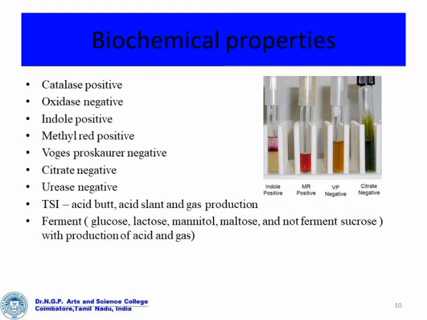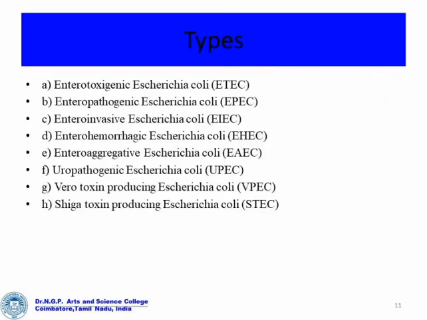And then biochemical properties: catalase positive, indole positive, methyl red positive, Voges-Proskauer negative, oxidase negative, citrate negative, urease negative, and in the triple sugar iron test it forms gas, acid, but an acid slant. It ferments glucose, lactose, mannitol, maltose, and it won't ferment sucrose.